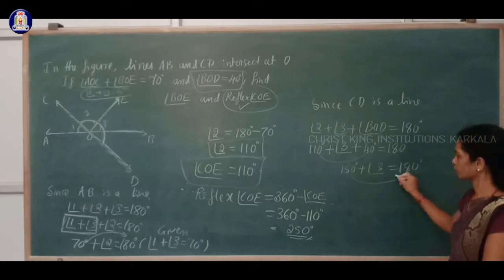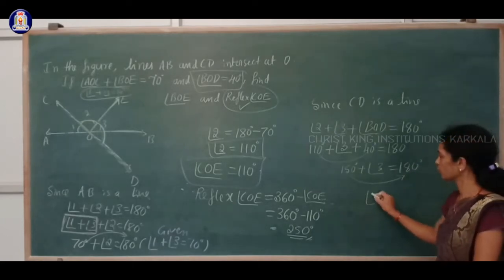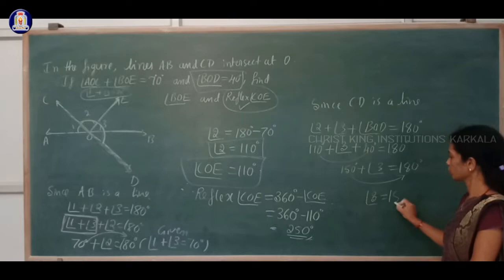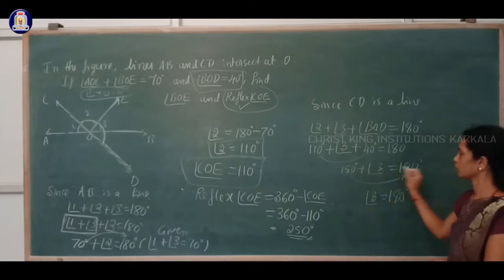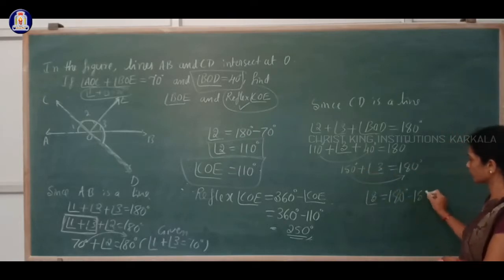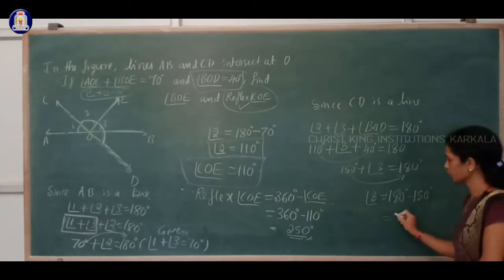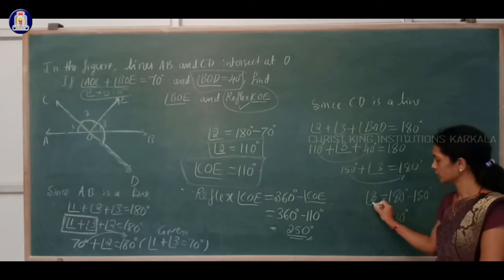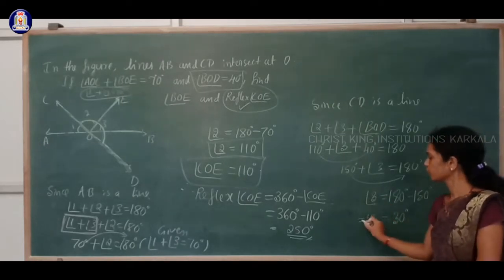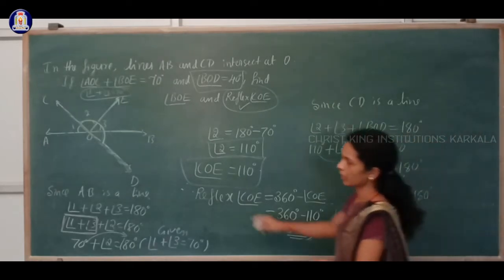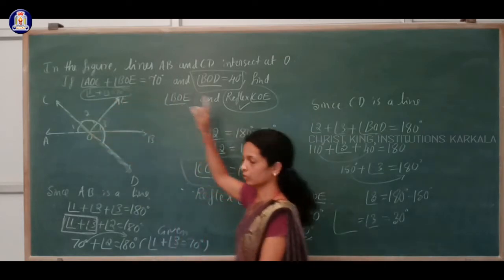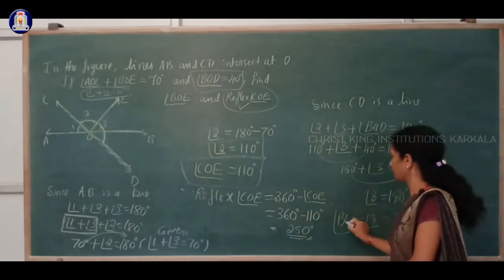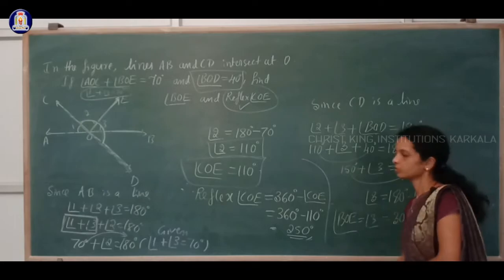Now shift 150 degrees to the right side, so you will get angle 3 is equal to 180 degrees, and 150 on the other side as minus 150. 180 minus 150, how much is it? That is 30. That is angle 3. What is the full name of angle 3? Angle 3 full name is angle BOE. So this is angle BOE. Like this you have to answer.